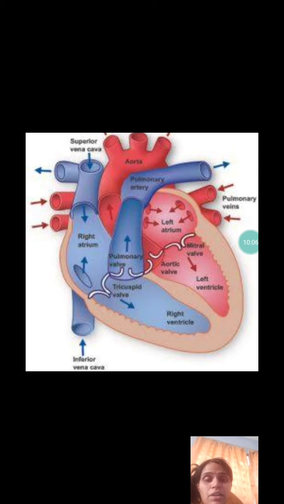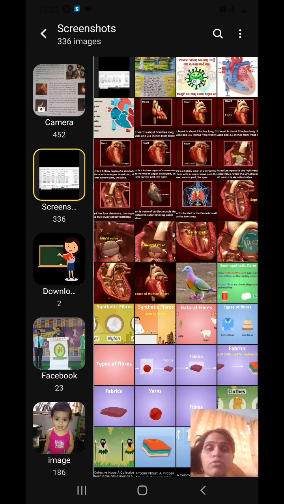After the blood picks up oxygen, it comes back to the left atrium through the pulmonary vein. This is the most important thing: the pulmonary vein is the only vein which carries oxygenated blood from the lungs to the left atrium. We know that veins always carry deoxygenated blood, but here the pulmonary vein carries oxygenated blood from the lungs to the left atrium.